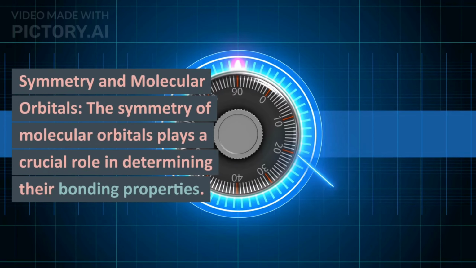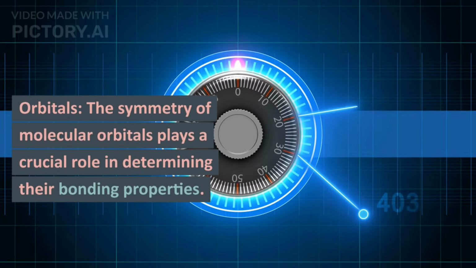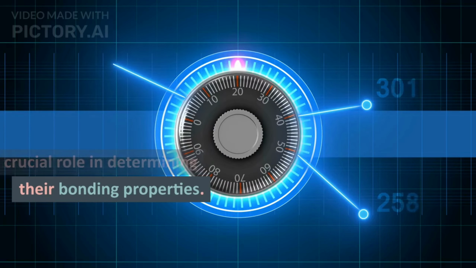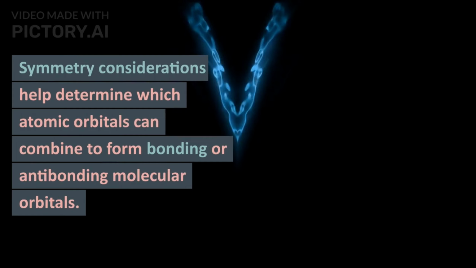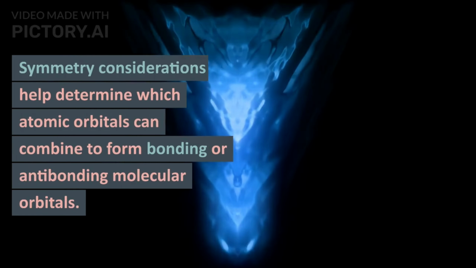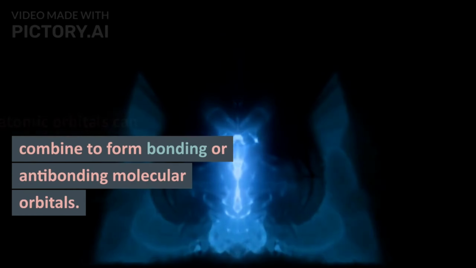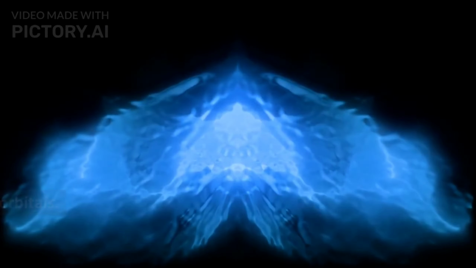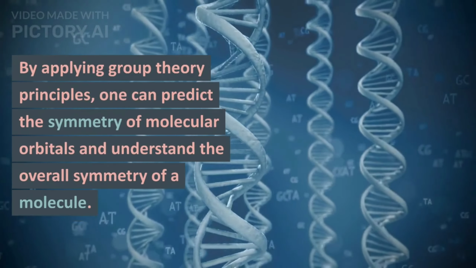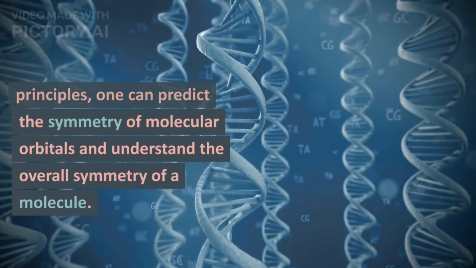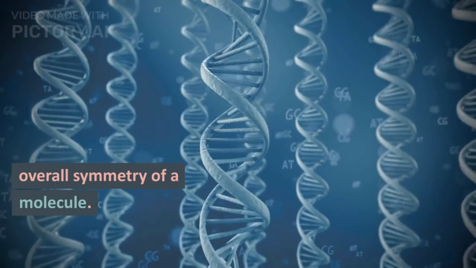Symmetry and molecular orbitals. The symmetry of molecular orbitals plays a crucial role in determining their bonding properties. Symmetry considerations help determine which atomic orbitals can combine to form bonding or antibonding molecular orbitals. By applying group theory principles, one can predict the symmetry of molecular orbitals and understand the overall symmetry of a molecule.